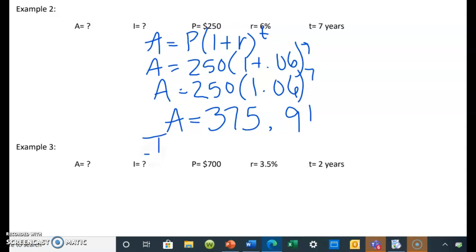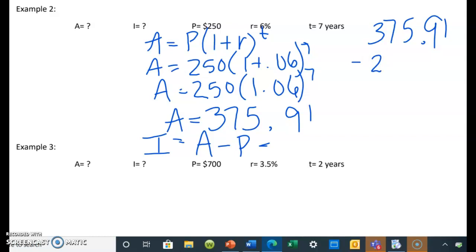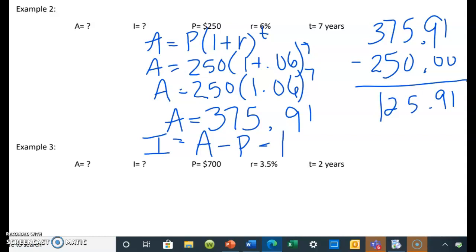My interest will be my A minus my P. So I'm going to do 375.91. Sorry, decimals are so tough to do on this. Luckily, I know y'all are a very forgiving group of students. And I get an interest of 125.91, which is pretty good.